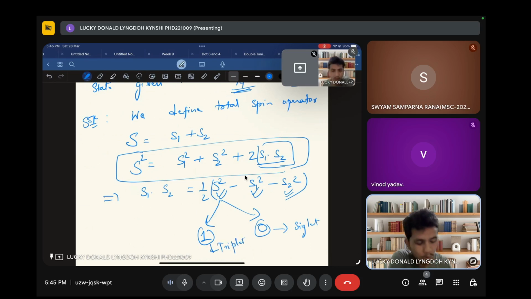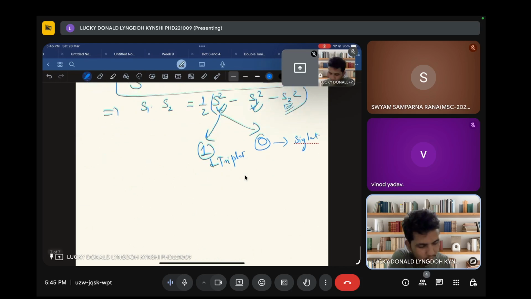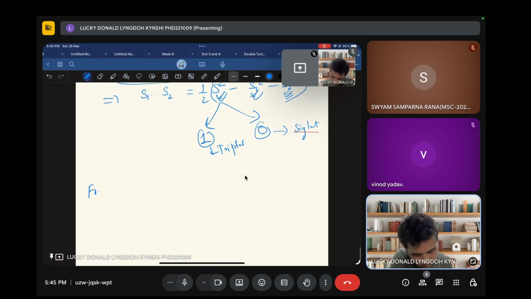Right, now what we have to find out is S1 dot S2. We just have to find out what S1 and S2 are and what capital S square is. Then you can calculate S1 dot S2 for your singlet and triplet. So now, what is S1 dot S2 for the singlet state?